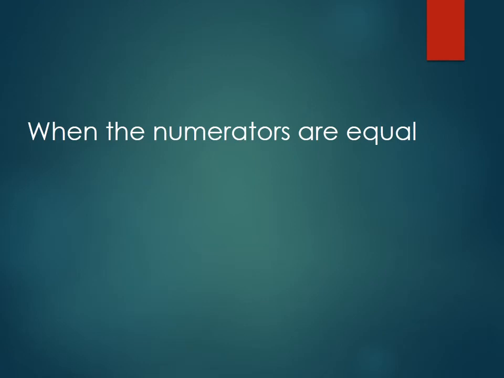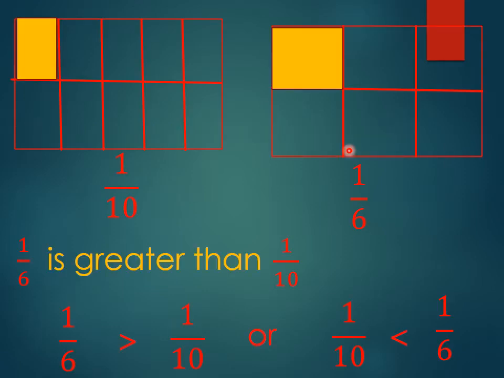The second type is when the numerators are equal. Now look here. The numerator of this fraction is 1. This is 1 over 10. This numerator is also 1. This is 1 over 6. The meaning of this fraction: consider this as a cake. The cake is divided into 10 equal parts, and this fraction represents one part out of them.